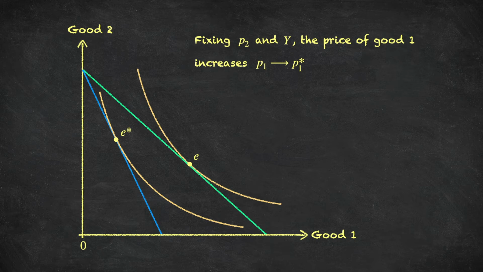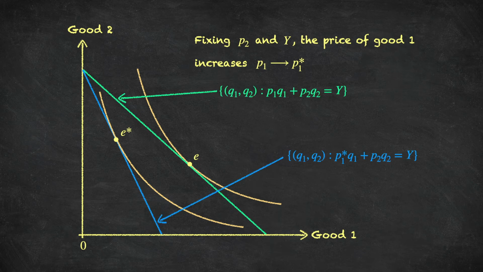So let's go over the idea of compensating variation quickly again. Here I've drawn a diagram with a price increase. The price of good 1 increases from P1 to P1 star, fixing the price of good 2 at P2 and the consumer's income Y. The consumer's optimal bundle changes from bundle E to E star.